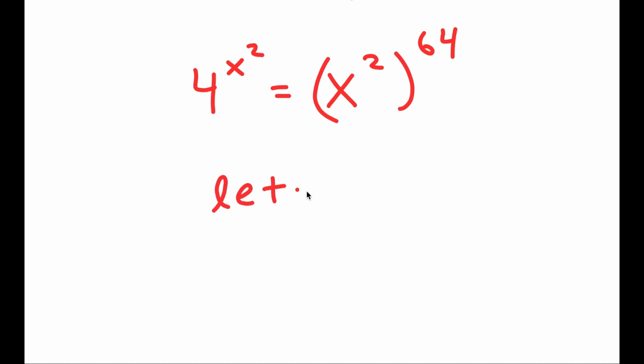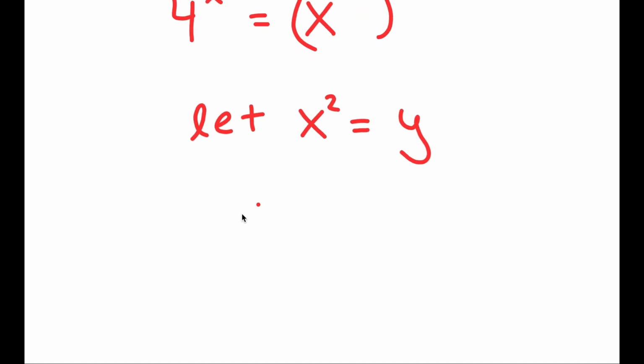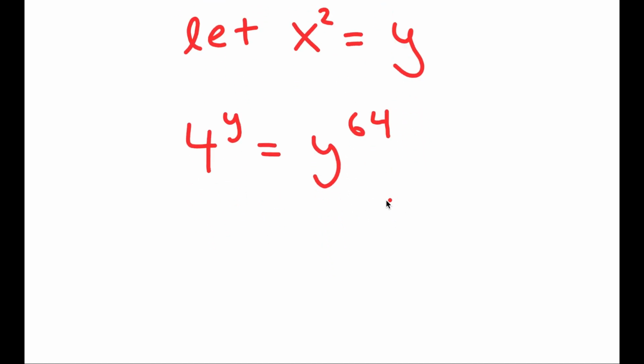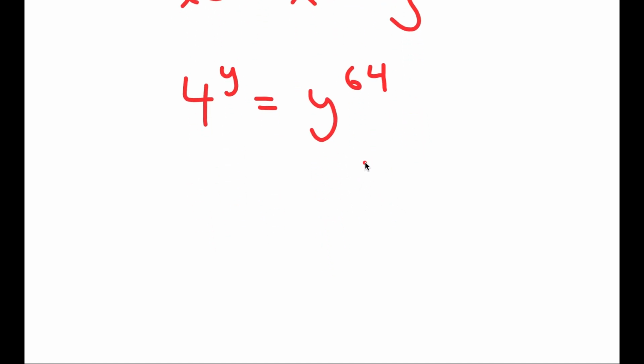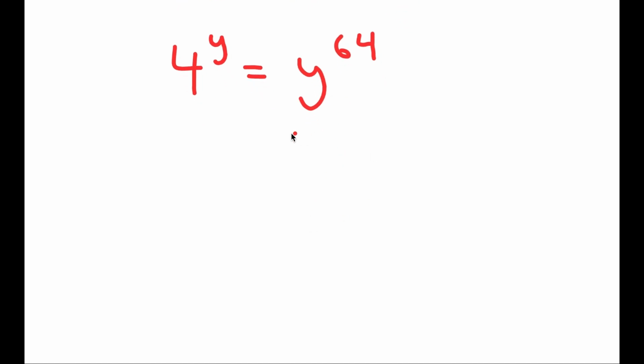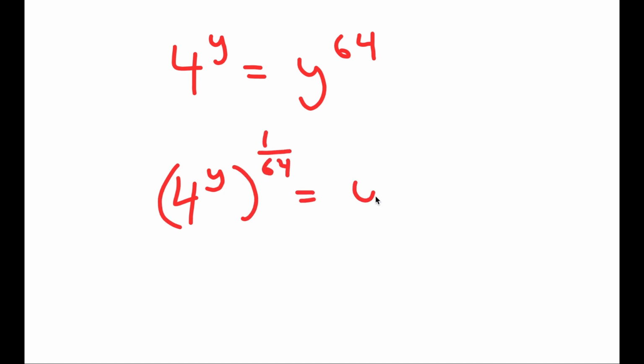Now, I'm going to let x squared equal to the variable y. So now I can substitute the variable y for x squared. So now I have 4 to the power of y is equal to y to the power of 64. Now from here, I'm going to take the power of 1 over 64 on both sides. So I get 4 to the power of y to the power of 1 over 64 is equal to y to the power of 64 to the power of 1 over 64.